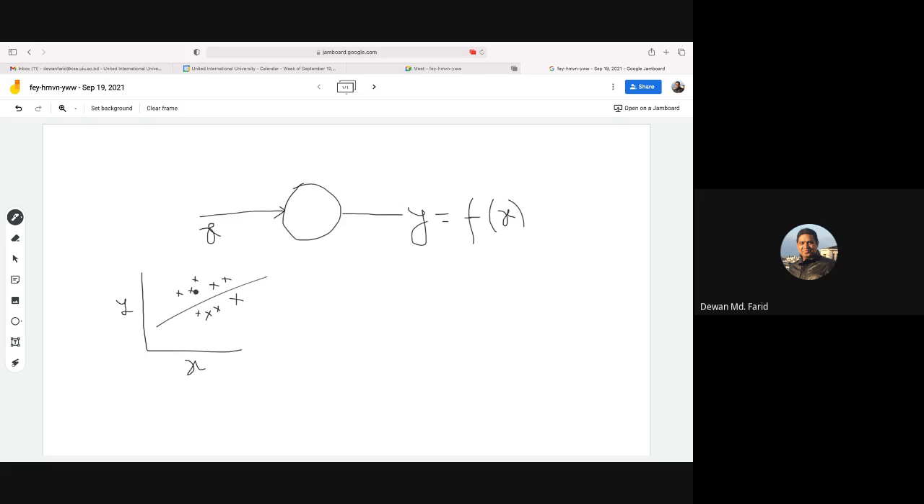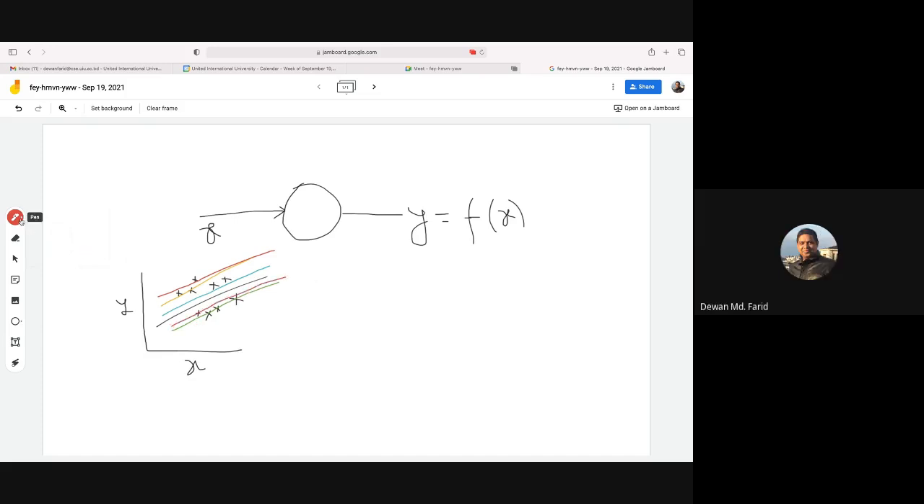So the task is to draw this line perfectly, so that it will minimize the error. We can draw several lines, like another line here, another line here, another line here. So we'll draw several lines and we'll find the best one. The best one is the one which minimizes the errors. Is it clear? Yes, sir.